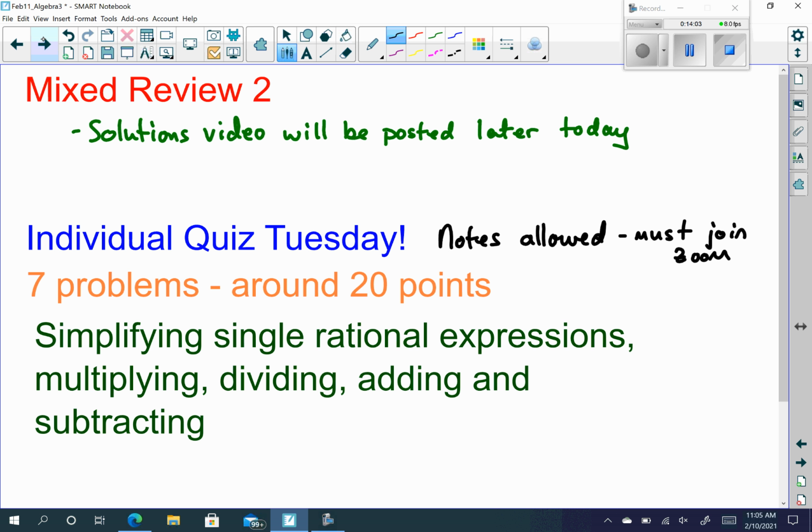You will be allowed to use your notes. I do want you joining Zoom to take this quiz. It's going to be around 7 problems, 20 points. And everything that I mentioned yesterday, you're going to have to simplify single rational expressions. You're going to have to multiply and divide them, and then add and subtract. So please make sure that you are correcting all the homeworks and making sure that you ask me questions.